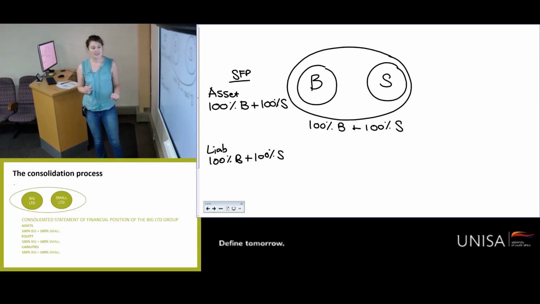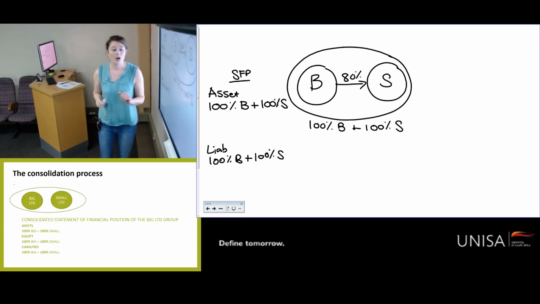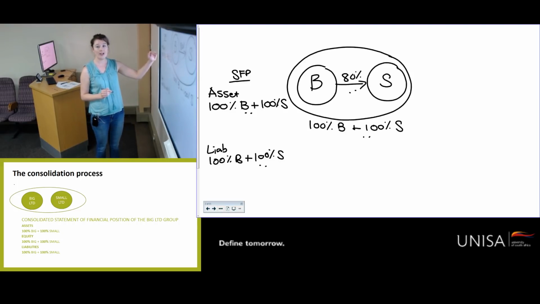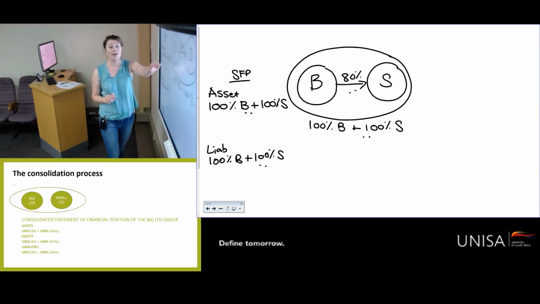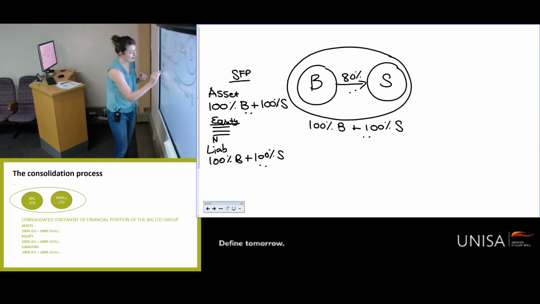How do we show our investors that maybe, let's say this was 80%, that you don't actually own 100% of Small Limited, you might only own 80%. We've included 100% of all Small's assets and 100% of all Small's liabilities. So how do I show my investors that yes, I've included 100% and 100%, but actually I only own 80%? You do the split in the equity column. So what you will have in your equity column is the equity that belongs to the parent, and you're going to have a separate line item called non-controlling interests.